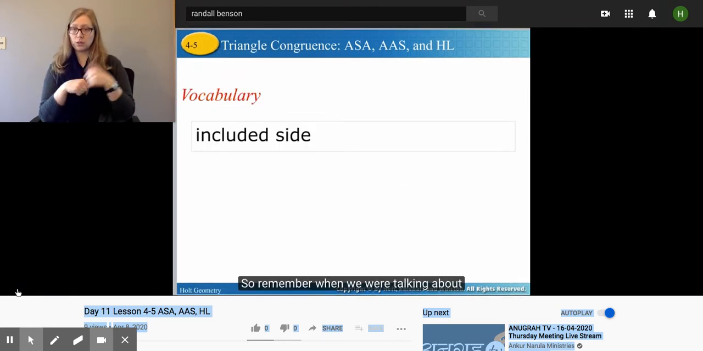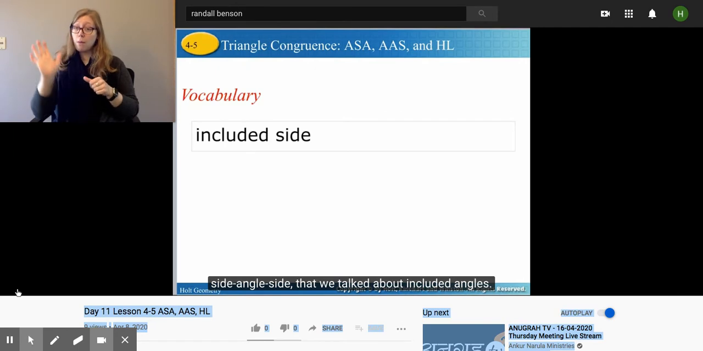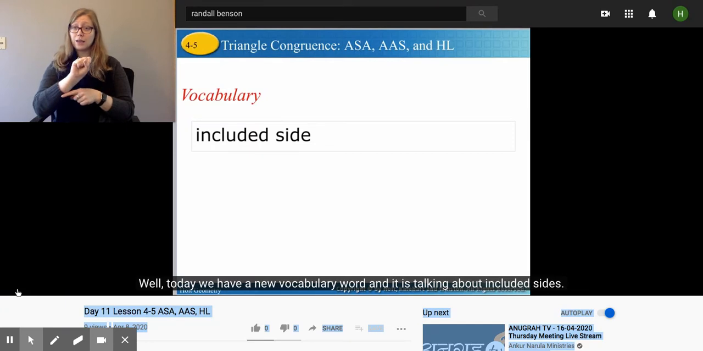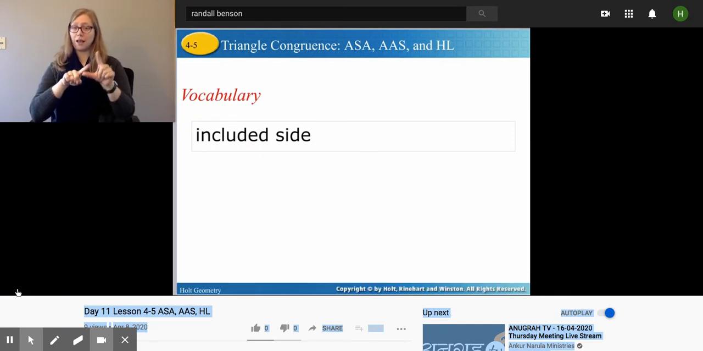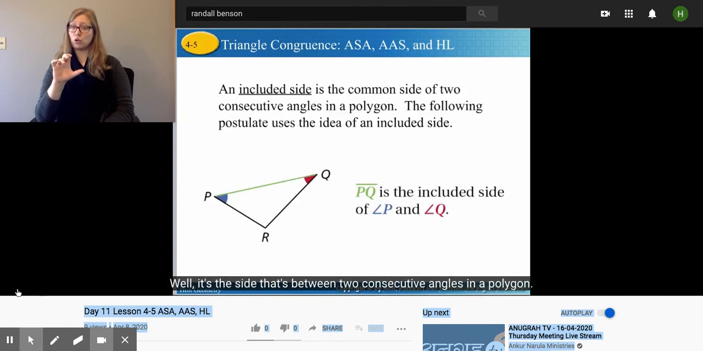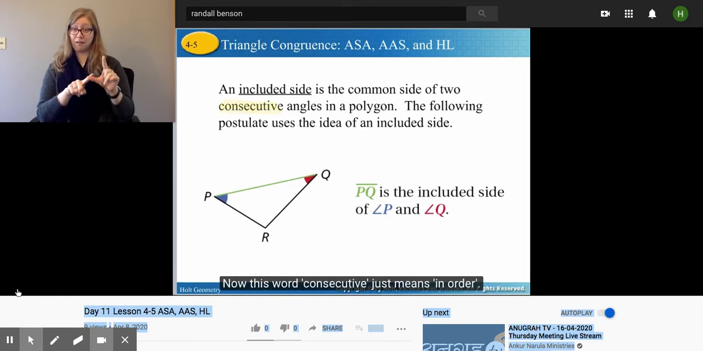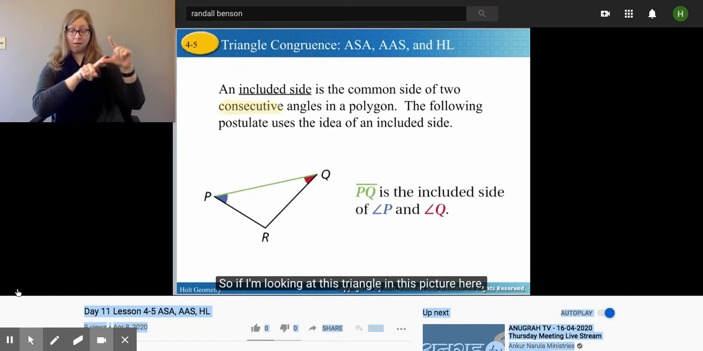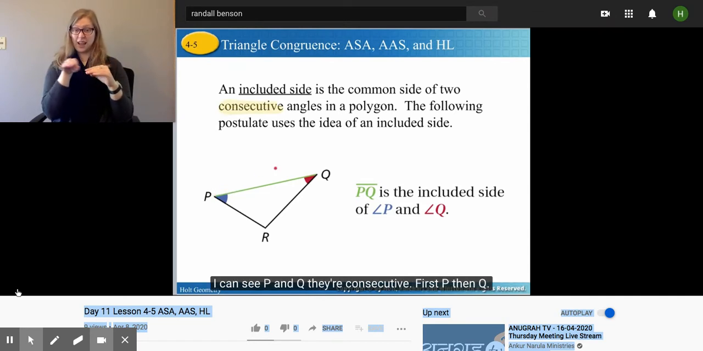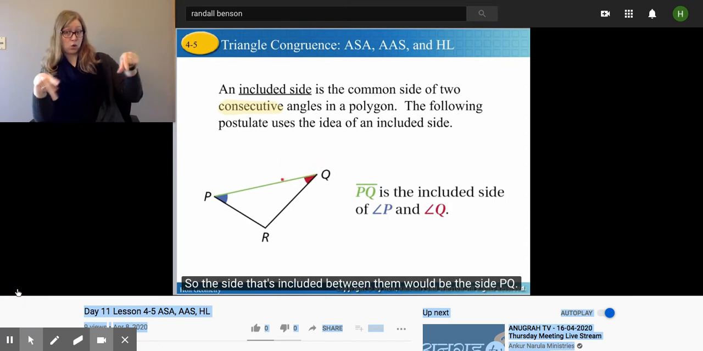So you remember when we were talking about side, angle, side, that we talked about included angles. Well, today we have a new vocabulary word, and it is talking about included sides. So what is an included side? Well, it's the side that's between two consecutive angles in a polygon. Now this word consecutive just means in order. So if I'm looking at this triangle in this picture here, I can see P and Q. They are consecutive. First P, then Q. And so the side that's included between them would be this side PQ.